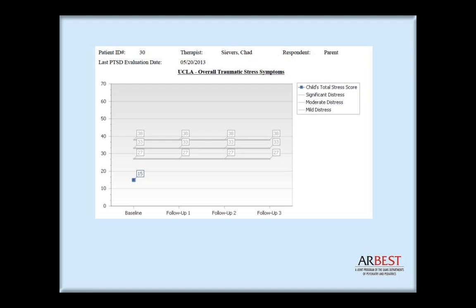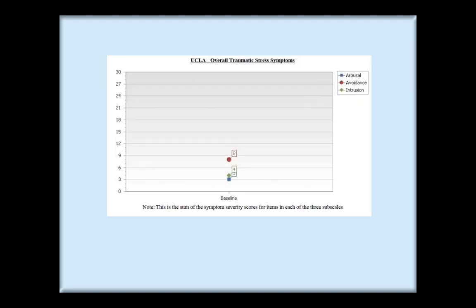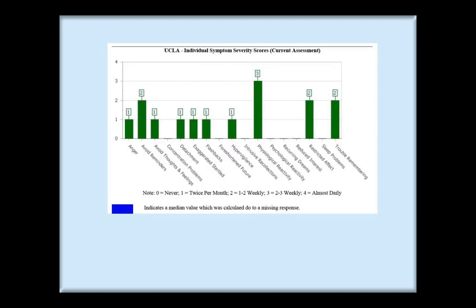On the second screen, it breaks it down by the three symptom clusters: arousal, avoidance, and intrusion. And if you add these all up, that is what your overall traumatic stress score is. And the third little graph is the individual symptom severity scores. And this changes each time you do the assessment.